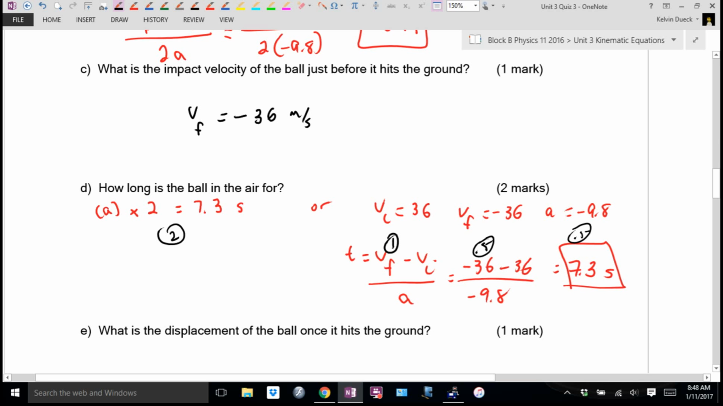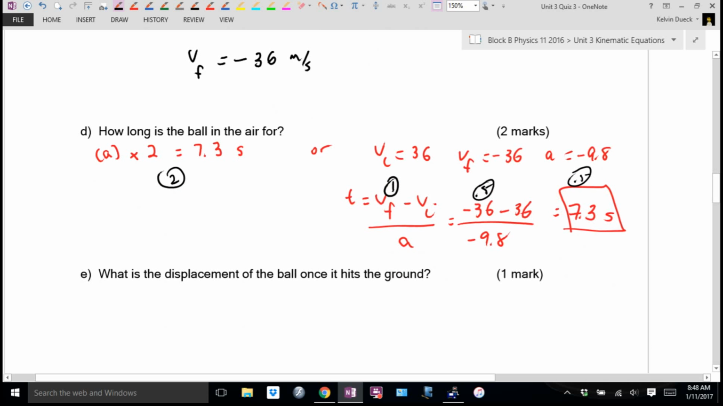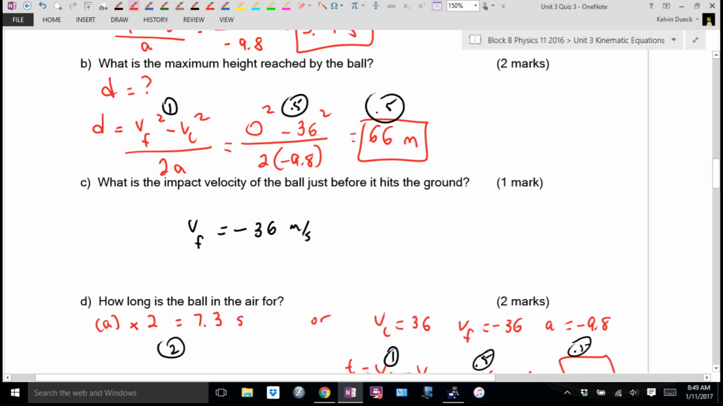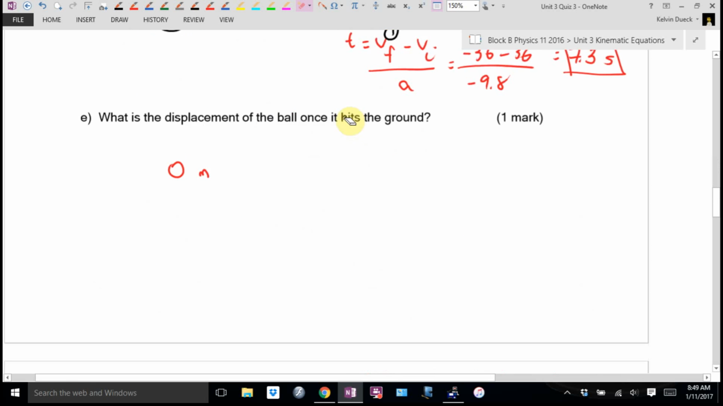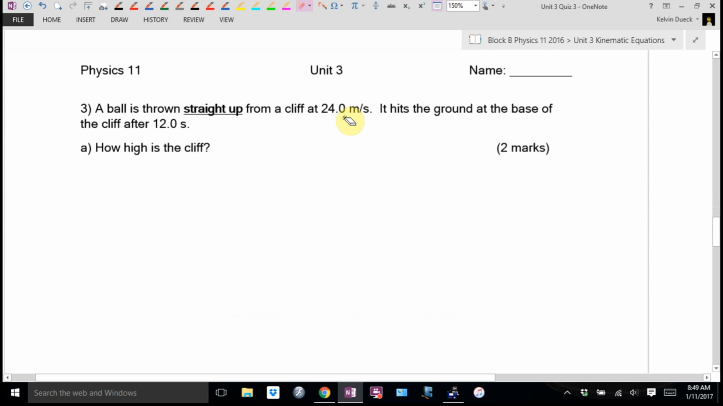Zach, how many marks is E worth? Probably means I can do it in my head. What is the displacement of the ball once it hits the ground? Because how high was it when it started? 0. How high was it when it finished? 0. What's its change in position? Now, the total distance that it traveled would be 66 times 2. It would be 66 meters up, 66 meters down. That's the total distance that it's traveled. Displacement, 0. Turn the page.